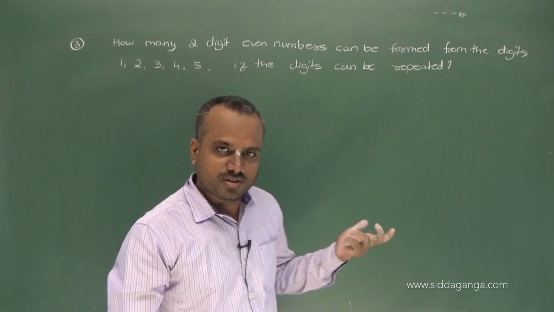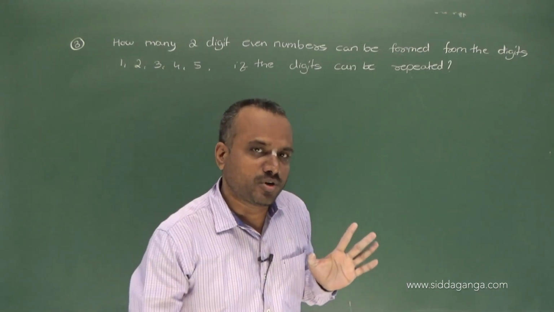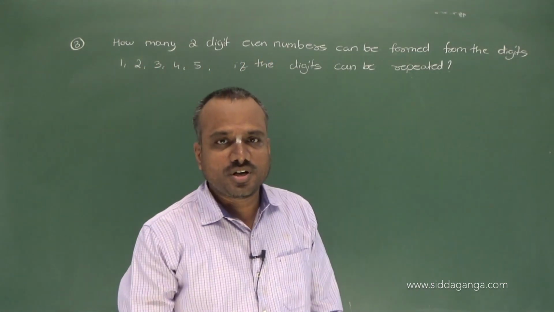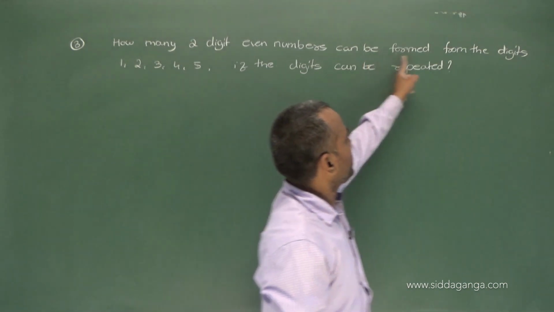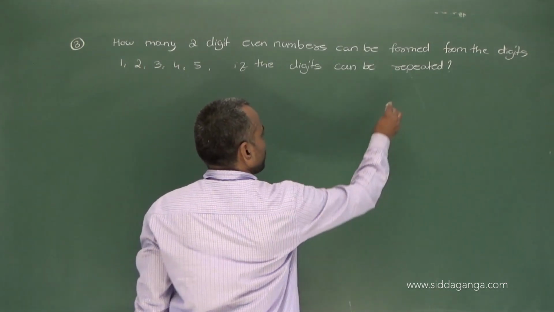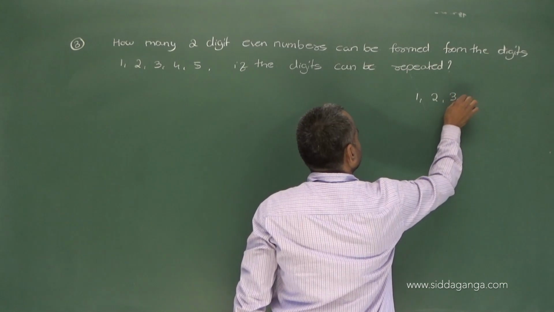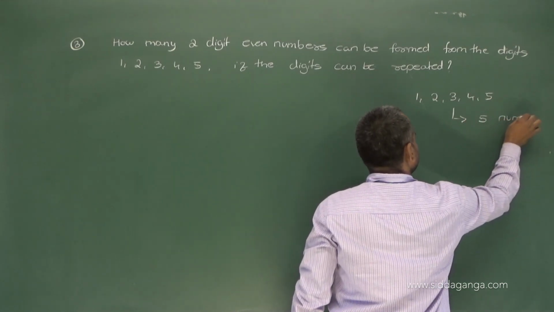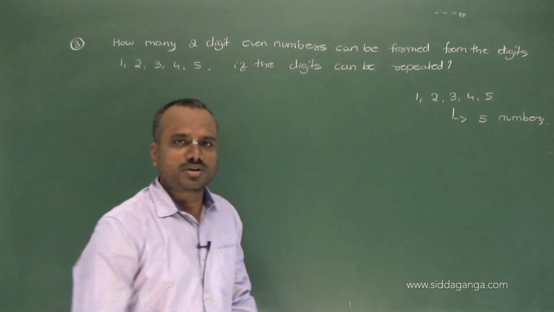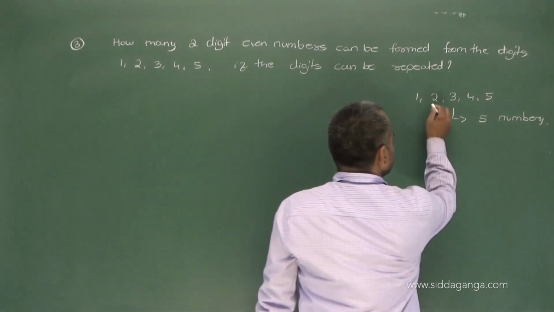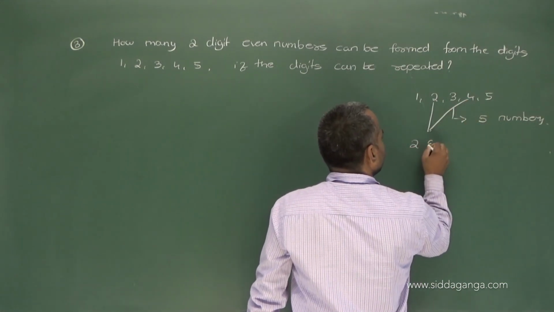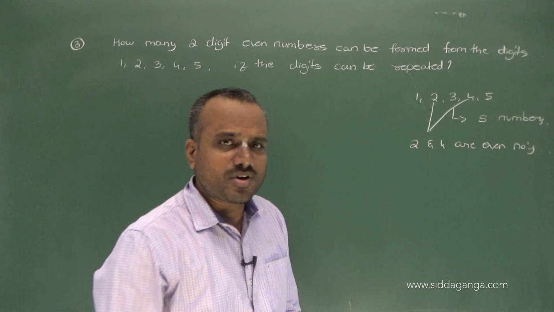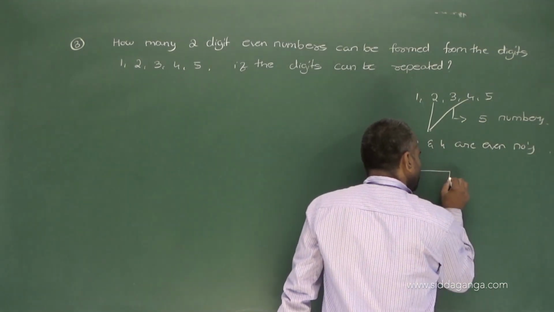See this problem? This type of problem also we discussed in exercise 7.1. So, how many two-digit even numbers? The number must be an even number, formed from the digits 1, 2, 3, 4, 5. He has given 5 numbers. In those 5 numbers, 2 and 4 are even numbers.